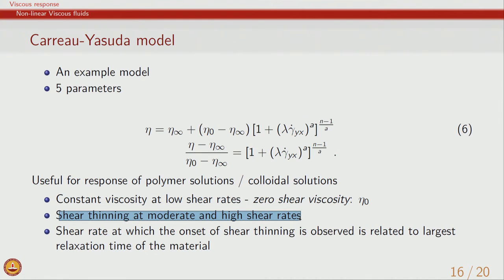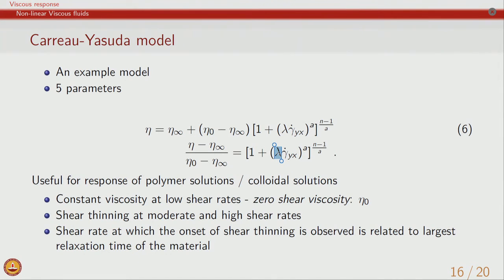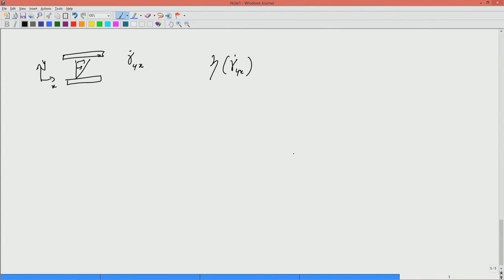Now, another important aspect of this is the shear rate at which the onset of shear thinning is observed is related to the largest relaxation time. We have not in the course yet discussed the concept of relaxation time. This lambda here is similar to a relaxation time. What you can see here is that this combination is unitless. So, lambda has units of time, gamma dot has units of 1 over time. So, rather than the strain rate itself being involved in describing how eta varies, what we have is a group. So, it is the product of shear rate and relaxation time which is describing the overall behavior. So, lambda times gamma dot yx. So, this is second, this is 1 over second.